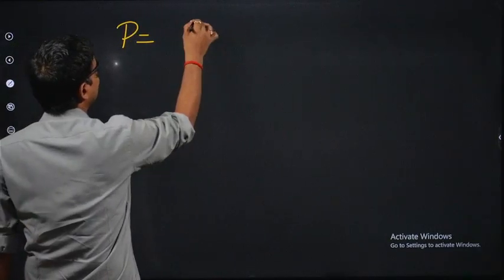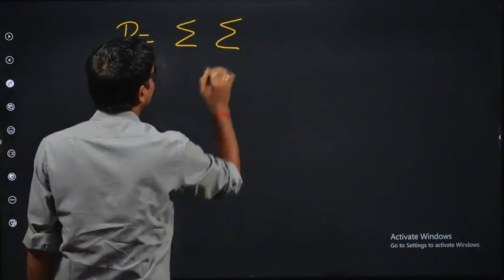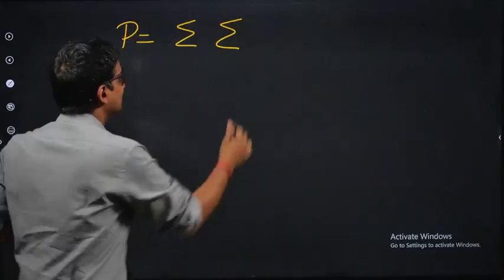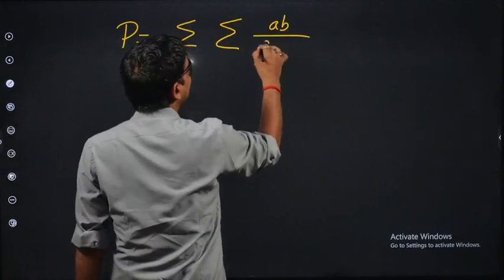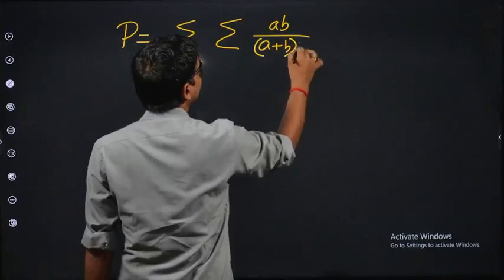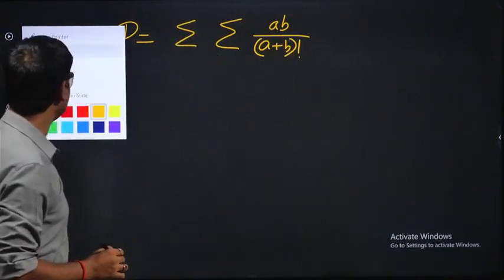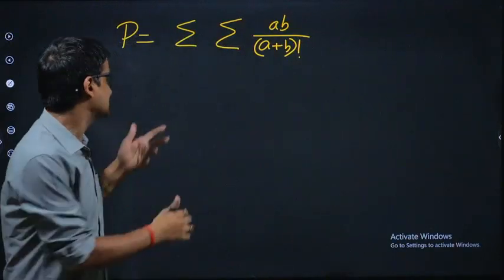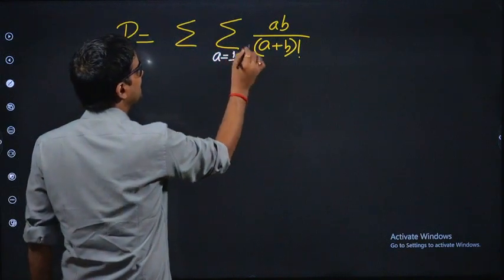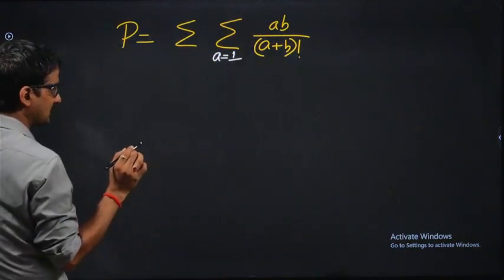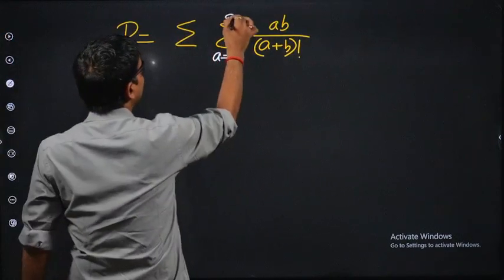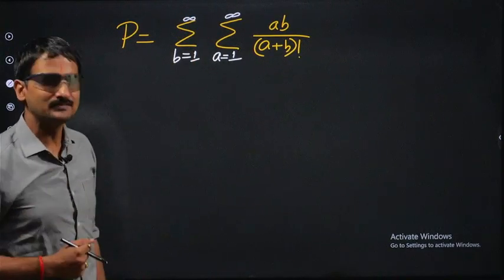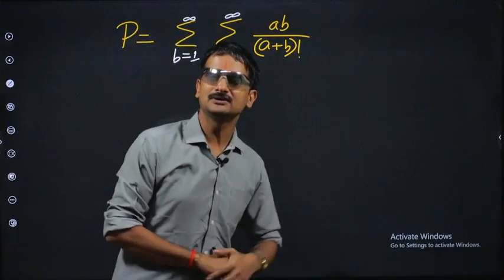Let's start. So see, what we have to evaluate? We have to evaluate this double summation with two variables a and b, of ab over (a plus b) factorial. The problem here is the denominator, a plus b factorial. Since a and b are independent, a goes from 1 to infinity and b also goes from 1 to infinity. But how will you take care of a plus b factorial?